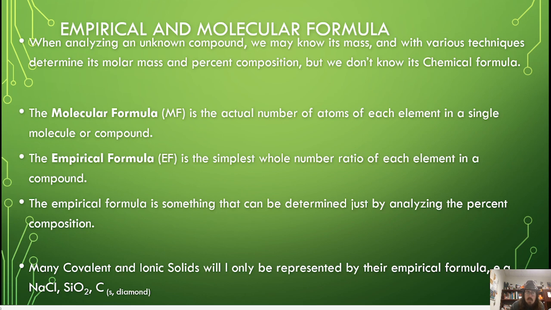Glass or sand is made up of silicon and oxygen in a ratio of 1 to 2, but it goes on and on and on. Diamond and graphite are just pure carbon in a repeating pattern. It simplifies to just carbon. So we cannot represent them in any more complex way because they are not individual molecules.